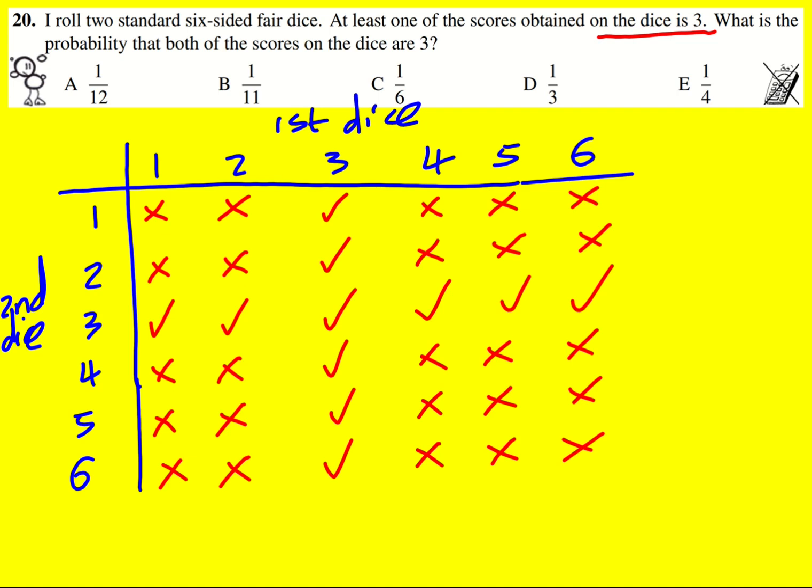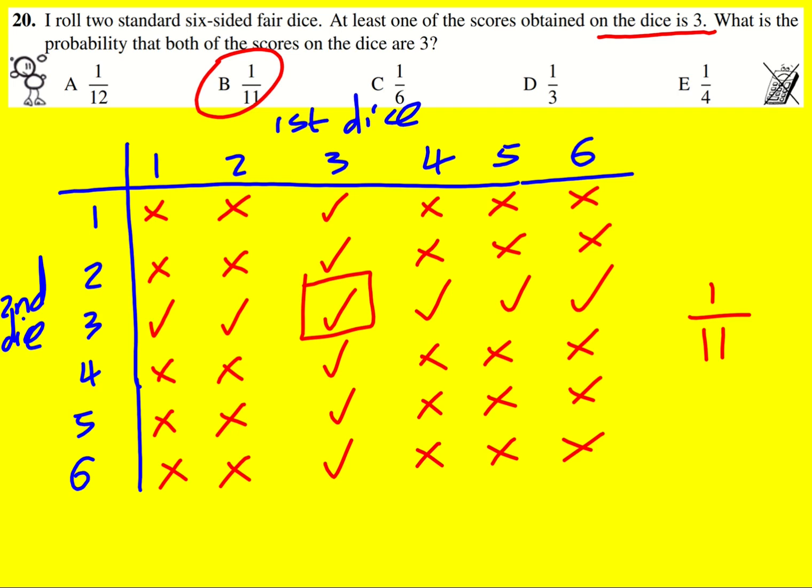So what's the probability that they are both a 3? Well, there's just this one option. And how many options are there in total for at least one of the scores being a 3? Well, there's 6 across here, 6 across here, but I've double counted, so there's 11. And therefore the answer is 1 over 11.